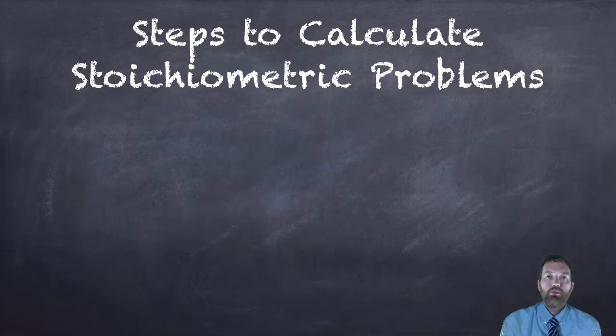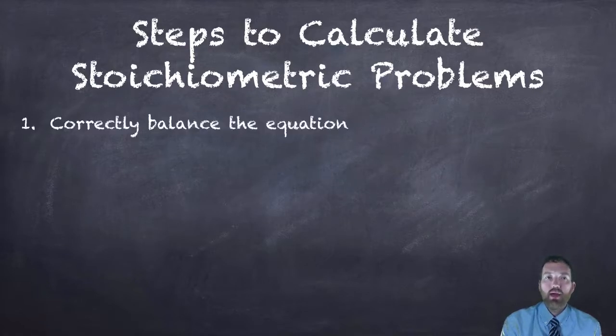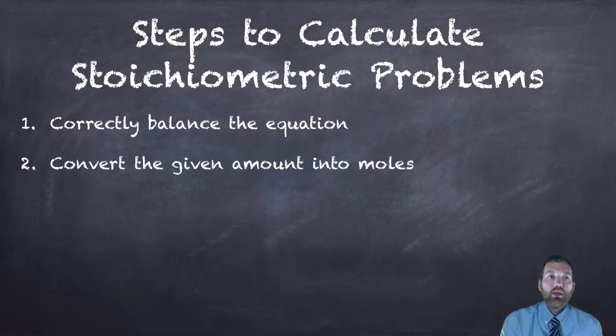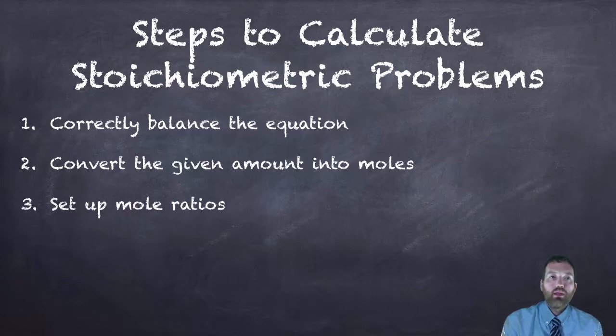So the steps that we follow to calculate any stoichiometric problem, at most there are 5. So step number 1 is you need to correctly balance the equation. So far, every equation that I've given you is balanced, and they most often will be. The second step is to convert whatever the given amount is into moles. Now, the problems we just did started in moles, so we didn't have to do this step. But if it wasn't, like if they started you with grams, your very first bracket would be to convert to moles. Step 3 is to set up the mole ratios, and this is what we did.